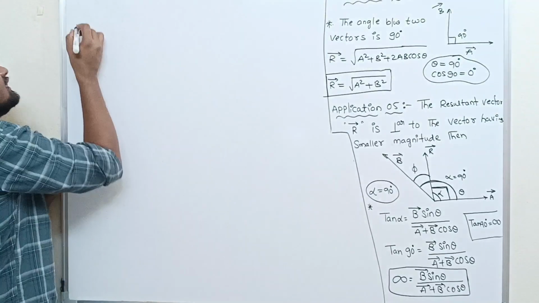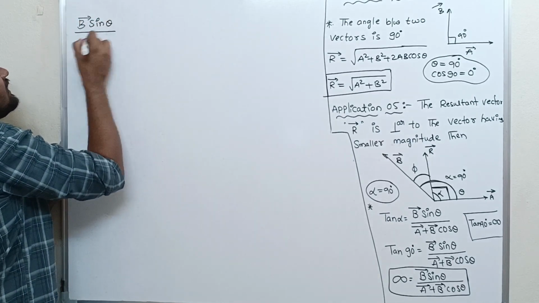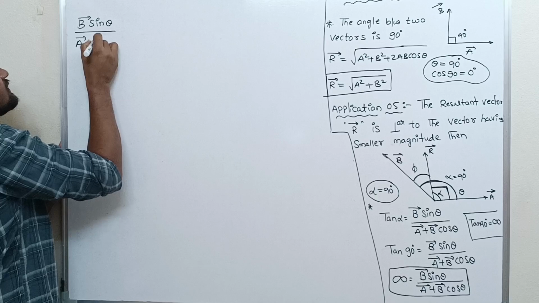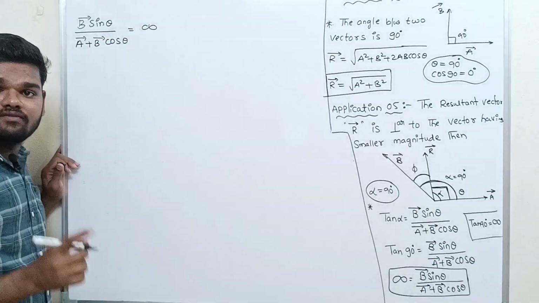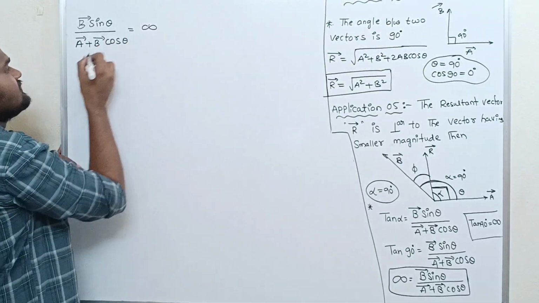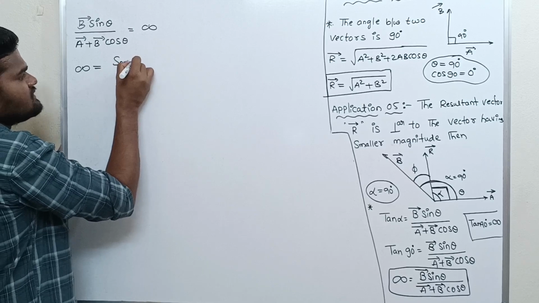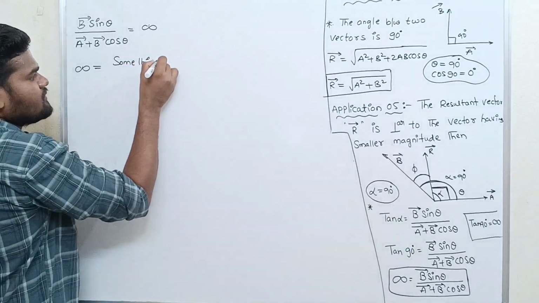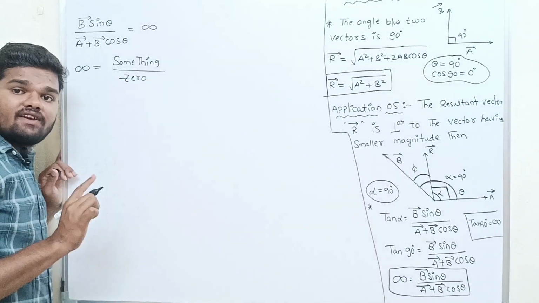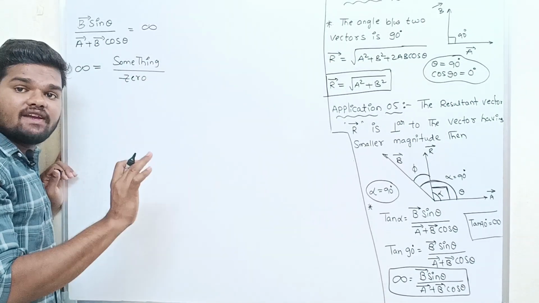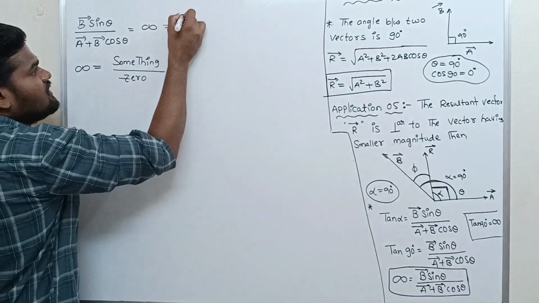So what we got? b bar sin theta divided by a bar plus b bar cos theta is equal to infinite. What is infinite? Where will we get infinite? Something divided by 0. Infinite is nothing but something value divided by 0. Then you will get infinite. You can write this equation as infinite is nothing but something divided by 0.